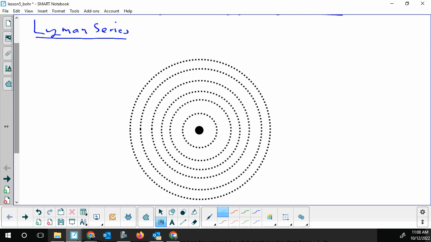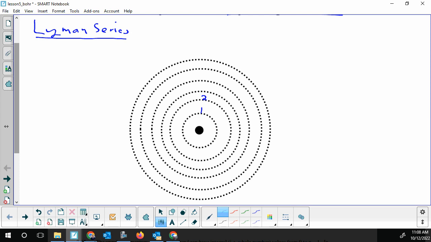So the black dot in the middle is the nucleus, and we're not going to be talking about the protons and neutrons. That's not going to affect any of our energy levels. Each of the dotted rings is an energy level. So we have the first energy level.